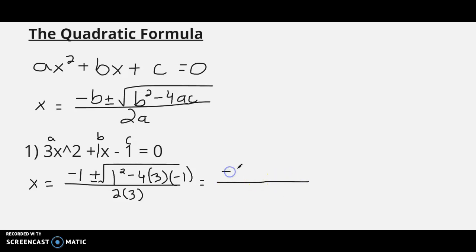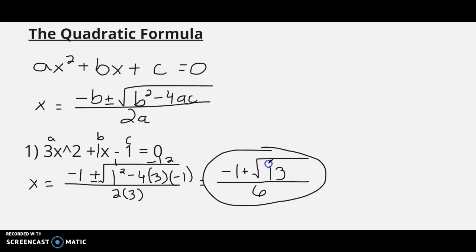So we have negative 1 plus or minus, and inside the radical, notice what we have. 1 squared is 1. 4 times 3 times negative 1 is a negative 12. 1 minus negative 12 is positive 13, over 6. So really there are two answers here: negative 1 plus or minus the square root of 13, all over 6. Again, these are non-decimal answers.